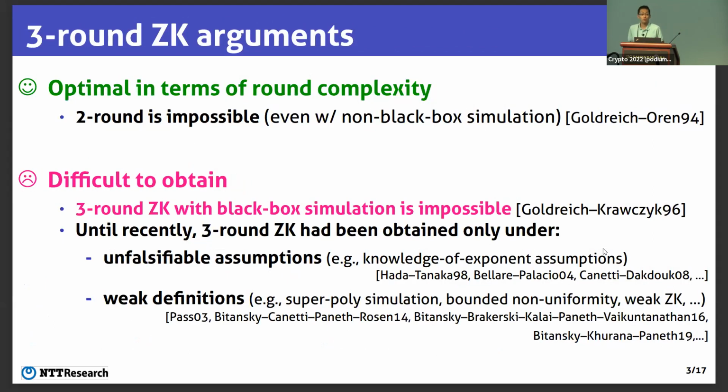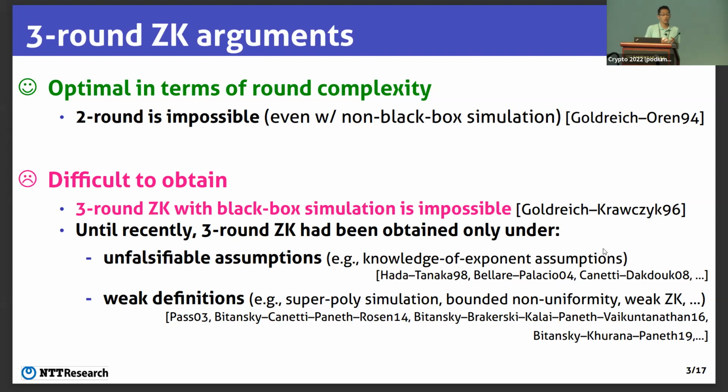So 3-round constructions are interesting for zero knowledge arguments because they are optimal in terms of round complexity, due to the classical impossibility of 2-round zero knowledge. However, unfortunately, 3-round zero knowledge is also hard to obtain. And in particular, it is known that 3-round zero knowledge with black-box simulation is impossible.